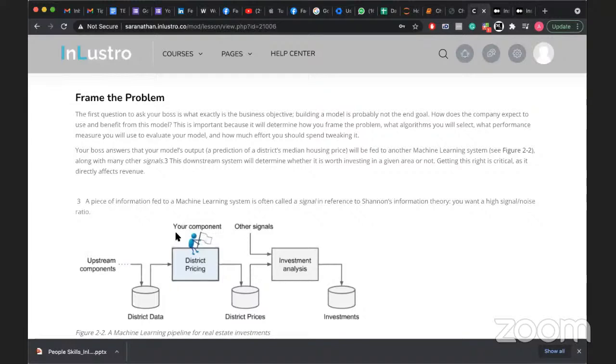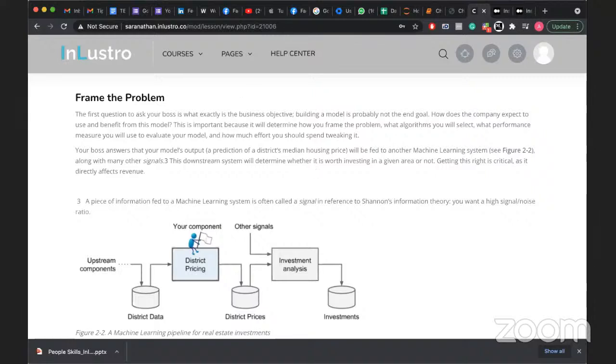What are the algorithms you will select to solve the problem? What performance measure you will use to evaluate the model, and how much effort you should spend tweaking the performance of the model. So your boss's answer is that the model's output, which is the prediction of the district's median housing price, will be fed to another machine learning system, right, along with many other signals. So the downstream system will determine whether it is worth investing in a given area or not. So getting this right is critical because it affects the revenue of the organization.